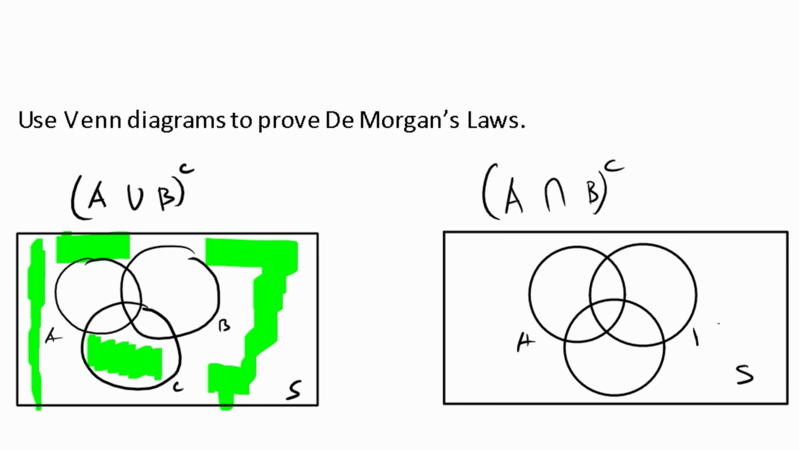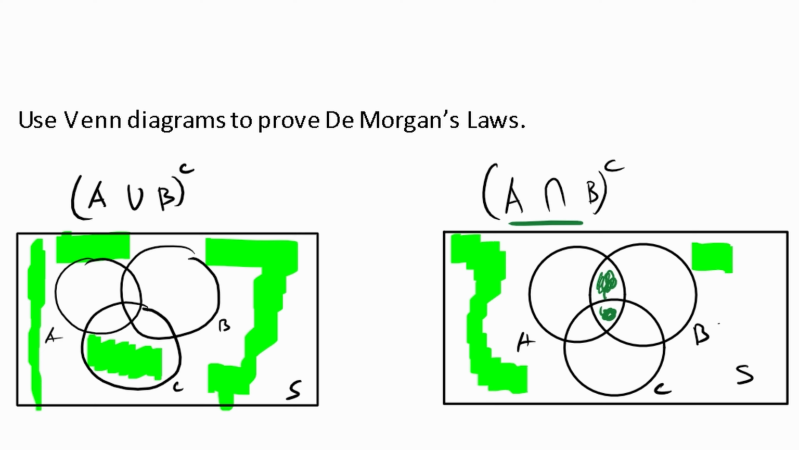Let's do this one a little bit better. So we have our A, we have our B, and then we have our C as well. So what is this one? Well, if we look at just this inside here, A intersecting with B, it's going to be all of this and all of this right here. So the complement of it is going to be everything else. So that means it would be everything outside of it.